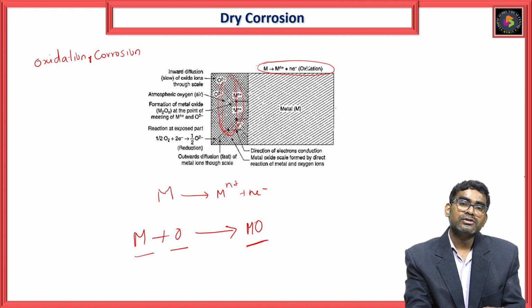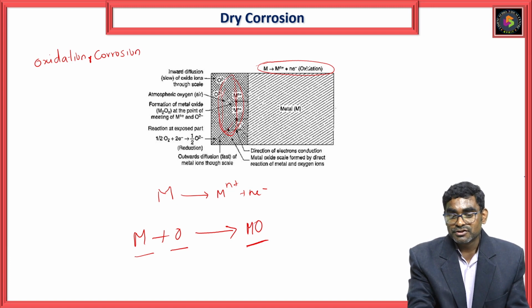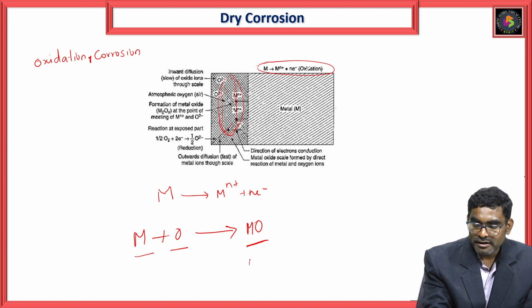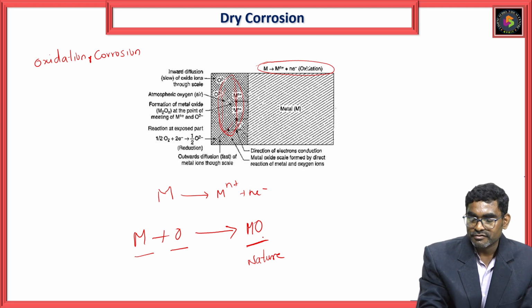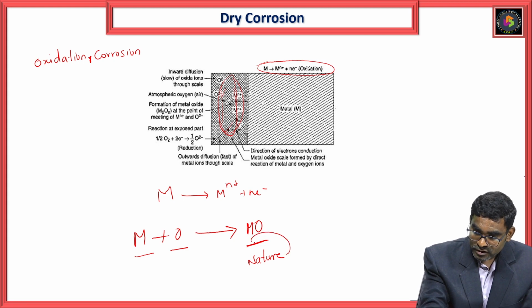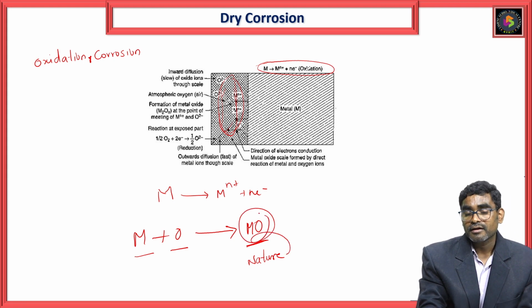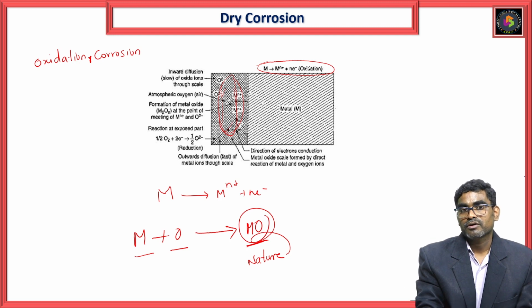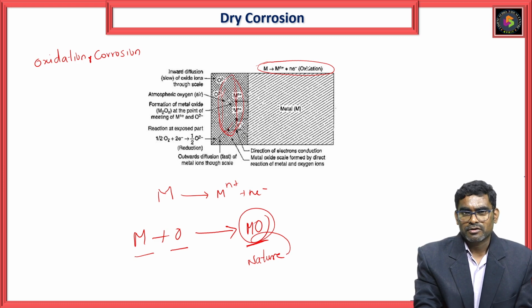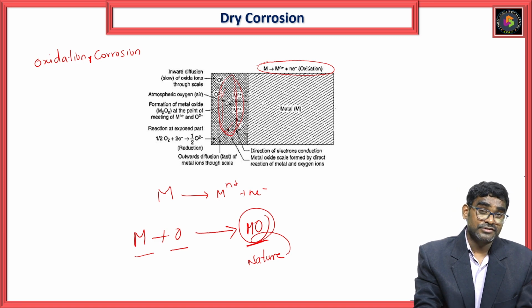Further, whether corrosion takes place or not depends on the nature of the metal oxide layer which is formed. Based on the nature of this metal oxide layer, we can decide whether further corrosion takes place or not. If the metal oxide layer is one type, corrosion may not take place, or with another type, there may be intensified corrosion.